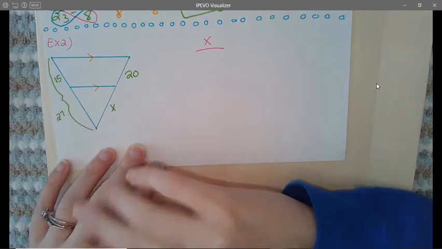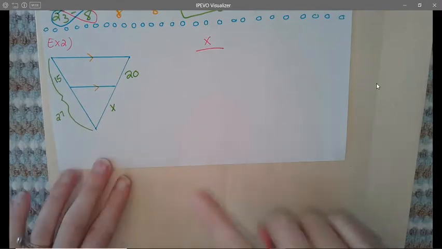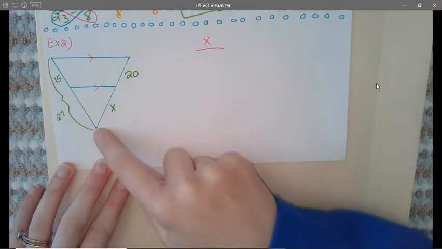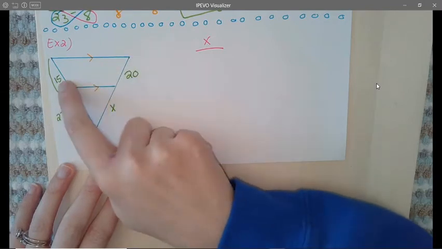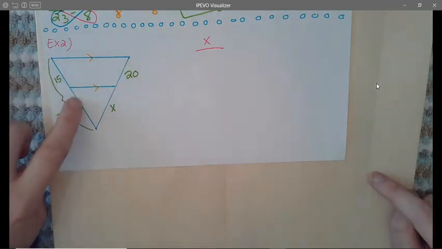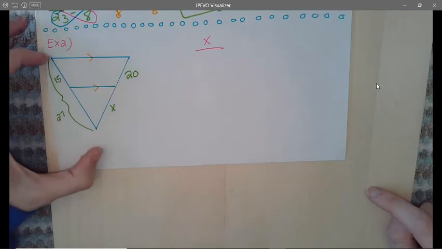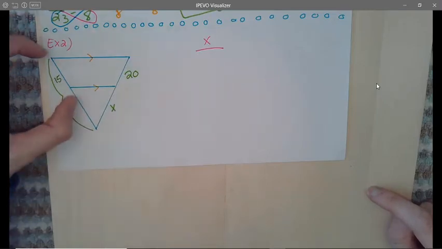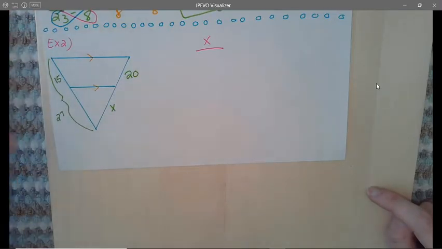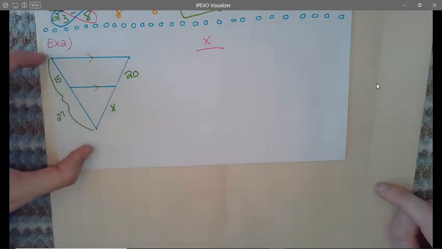So be careful. Now usually, again, you can either go down the sides of the triangle or across the triangle. But if you notice, we're missing one of the pieces. I am missing this piece of the side of my big triangle. But I know the whole thing is 27 and this part is 15. So what can I do to find this piece if I know the whole thing is 27?